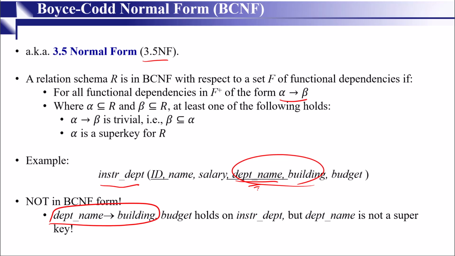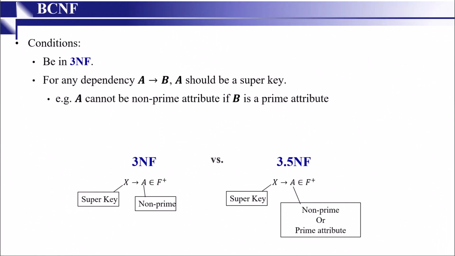A super key is a combination of attributes that uniquely identify any row within a table. We say that a table is in BCNF if it's already in 3NF, and for any dependency like A determines B, A should be a super key. If in a table a non-prime attribute A determines a prime attribute B, it means it is violating BCNF.